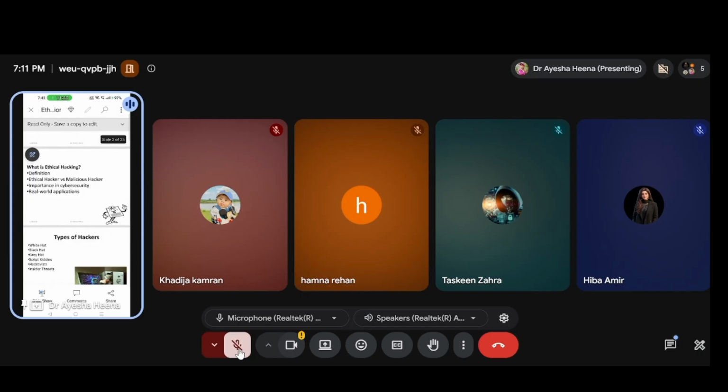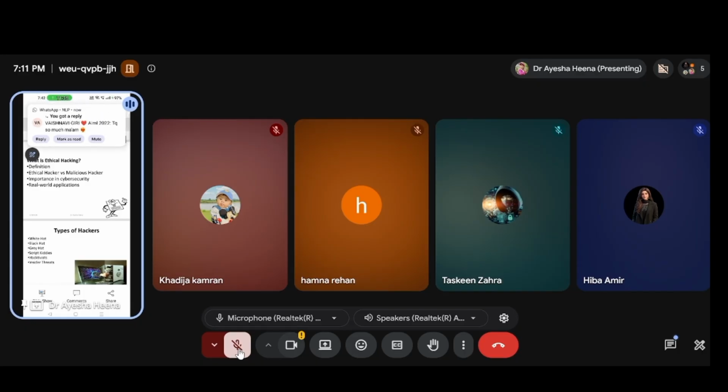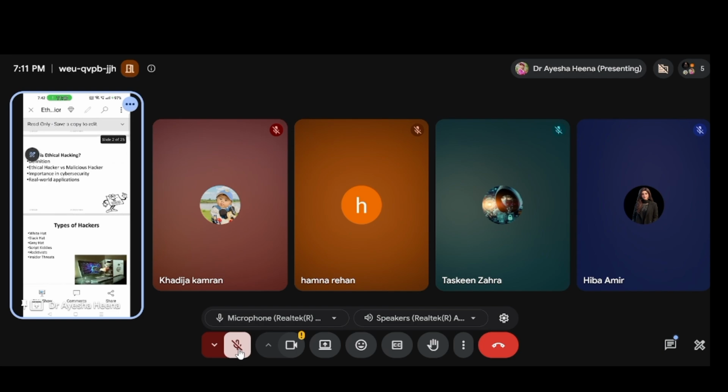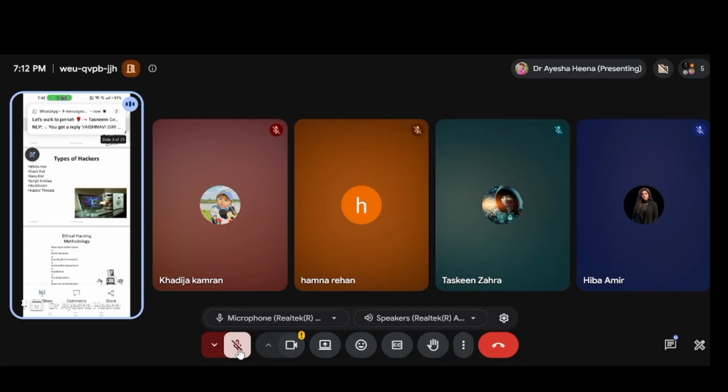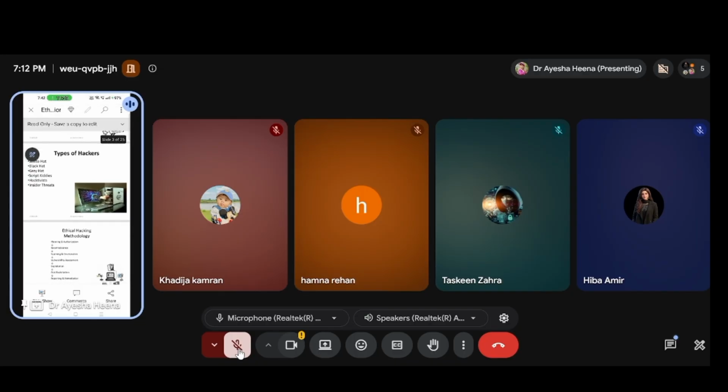To start with, first, let us see what is ethical hacking. In this, we'll be defining ethical hacking. We'll be talking about the difference between ethical and non-ethical or malicious hackers, the importance of ethical hacking in cybersecurity, and some of the real-world applications. Moving ahead, when we talk of hackers, we can describe them as types of hackers: white hat, black hat, gray hat, script kiddies, activists, and insider threats.